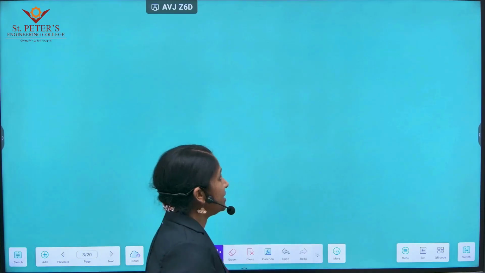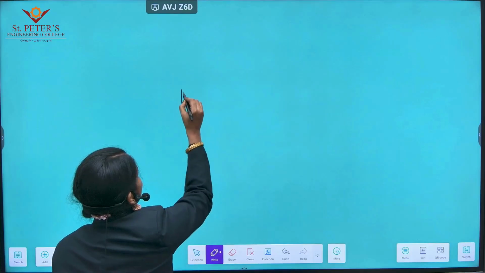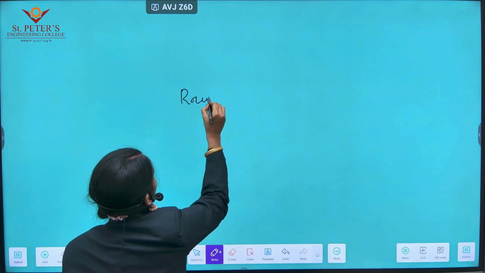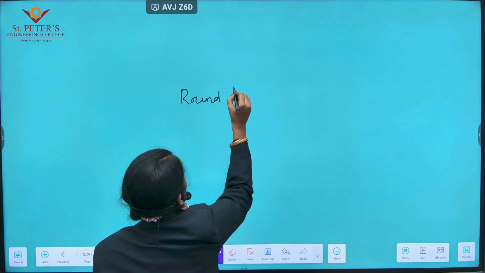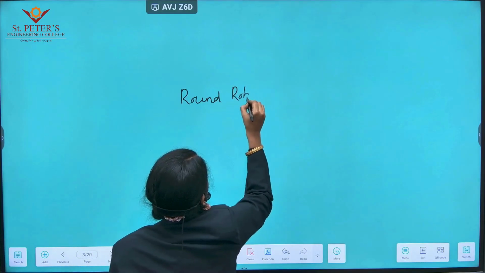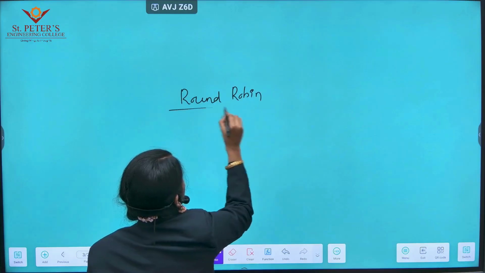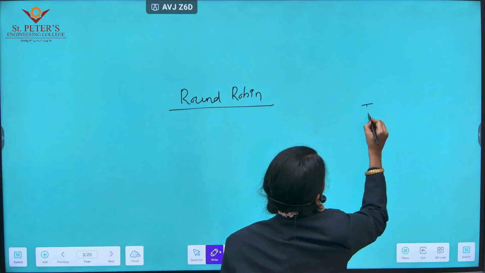So next we will learn about the round robin scheduling algorithm. Yes, what is the round robin scheduling algorithm? Here we are taking a time quantum.